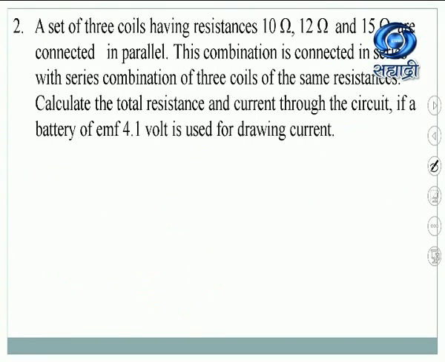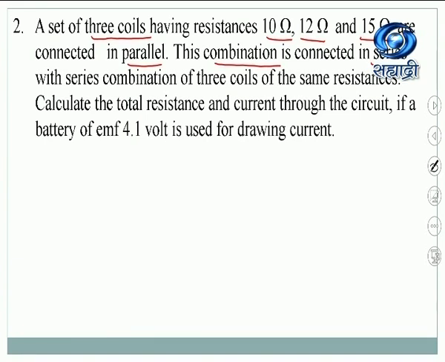Next, we shall try one more numerical. See, a set of 3 coils having resistances 10, 12 and 15 ohm are connected in parallel. Straight away given, 3 coils, resistances are given, they are connected in parallel. Okay, then this combination, this is important. Why was this numerical chosen? This combination is connected in series.